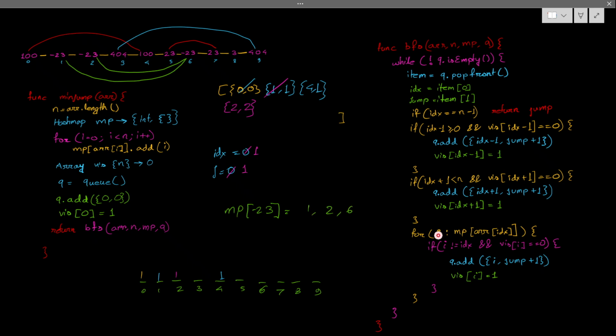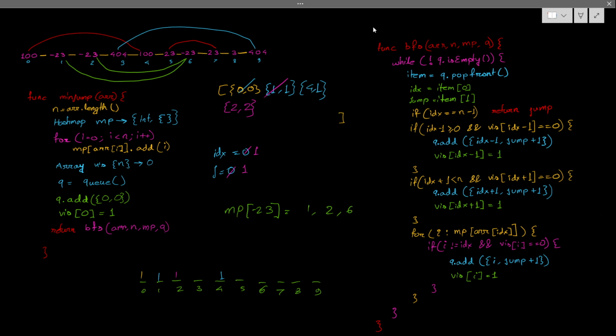So I cannot go to the first index. Next thing is 2. 2 is not equal to 1, so I can jump to 2. But you notice 2 is already visited. The flag of 2 is already visited, so I cannot go to 2. But I can go to the 6 index.